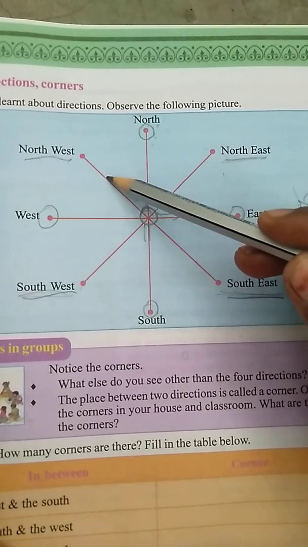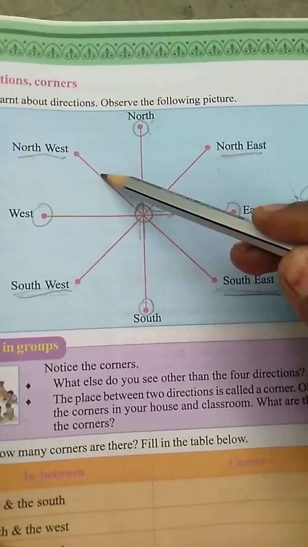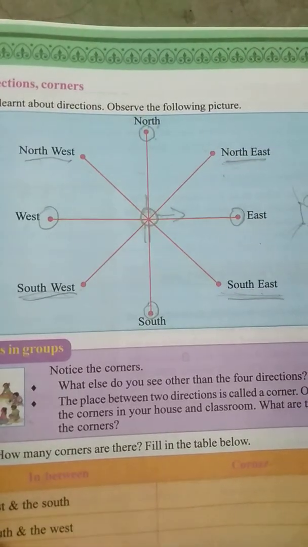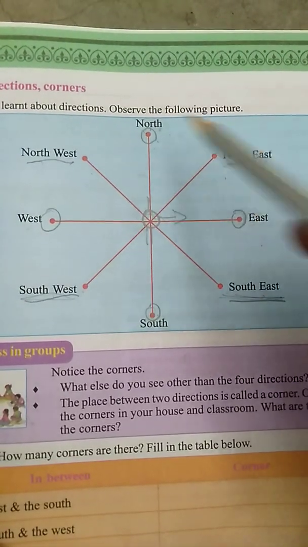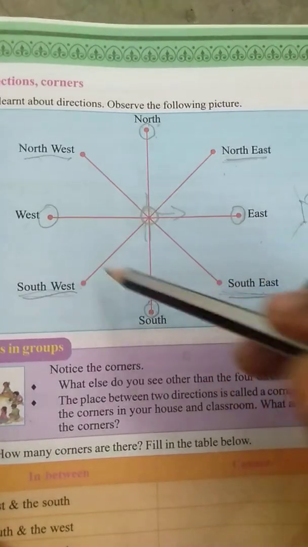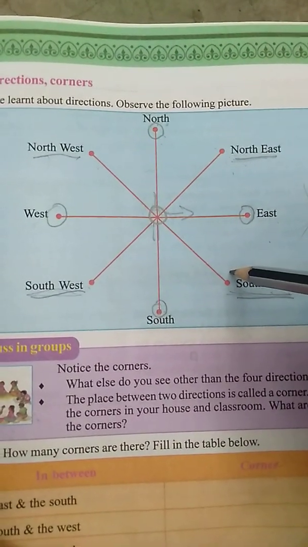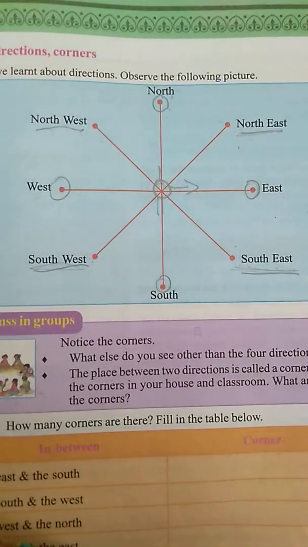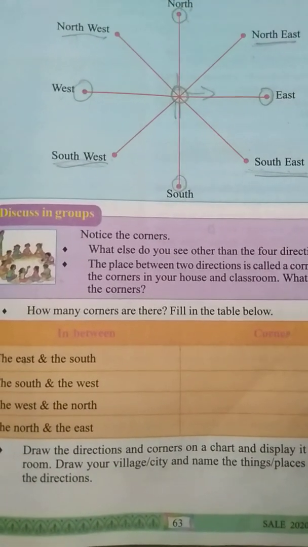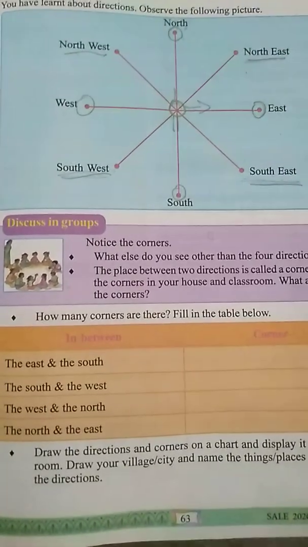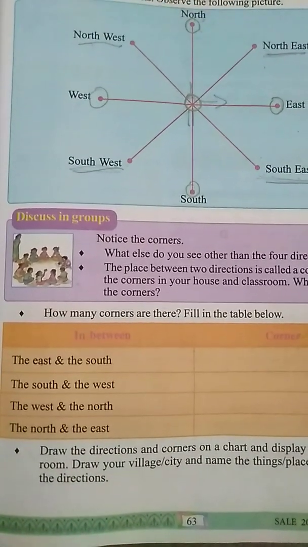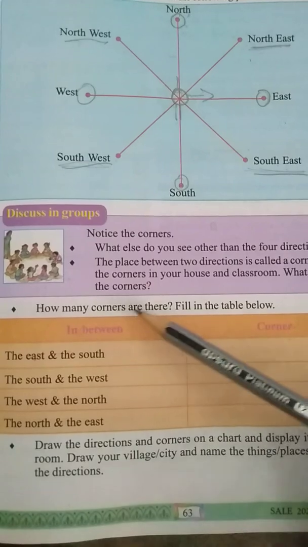So these are the sub directions, or also we can call them corners. Understood, children? These are the four main directions and these four are the sub directions or corners. Everybody understood? Okay, now let's come down. See on page number 63, one table is given which we have to fill. Okay, children? Now how many corners are there?